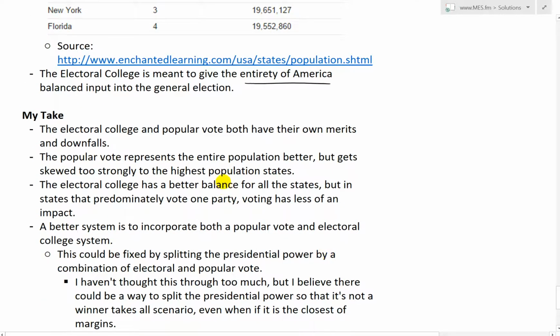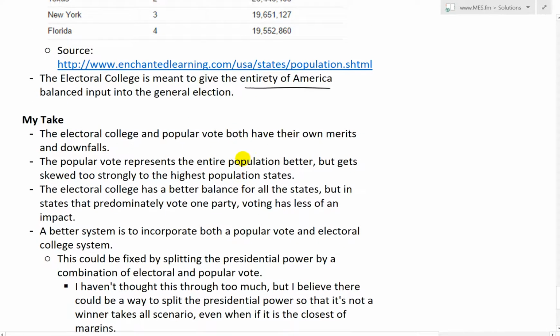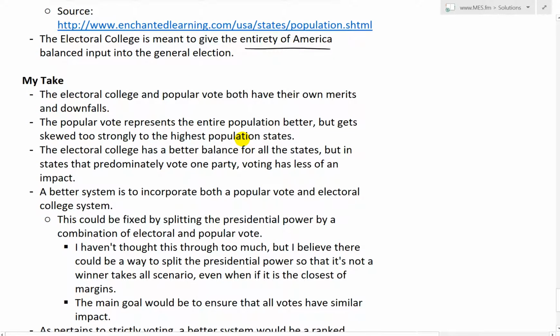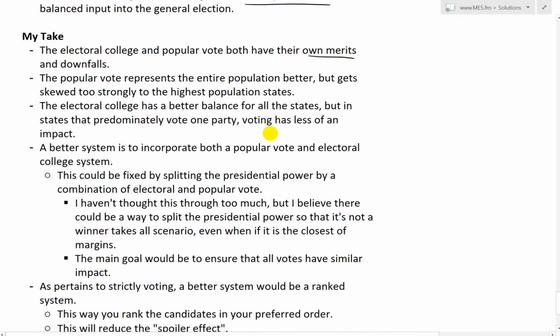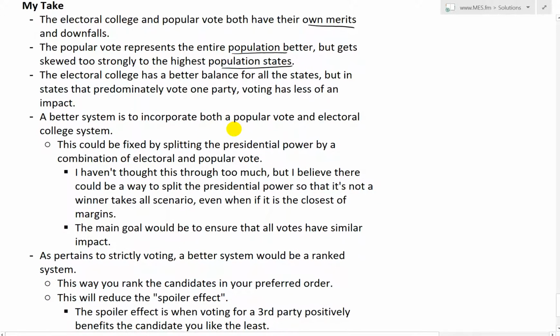So here's my take. That was a summary of basically the Electoral College and popular vote. My take is that the Electoral College and popular vote both have their own merits and downfalls. The popular vote represents the entire population better, but gets skewed too strongly toward the highest population states. The Electoral College has a better balance for all the states, but in states that predominantly vote for one party, voting has less of an impact.